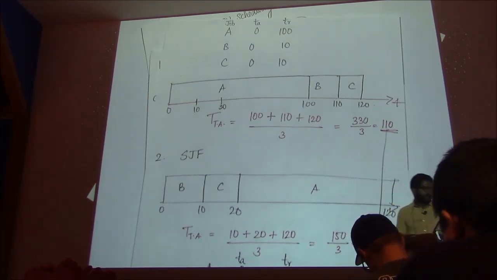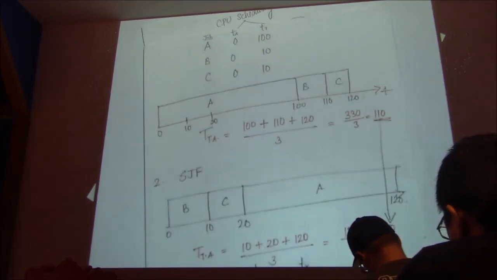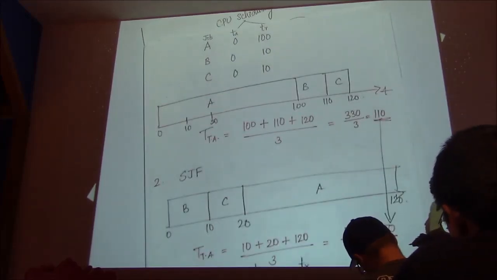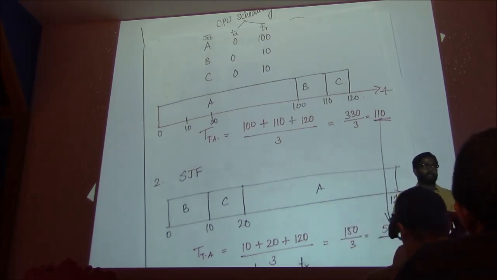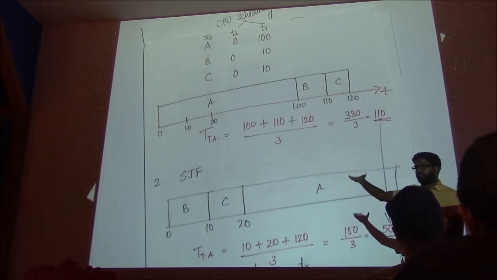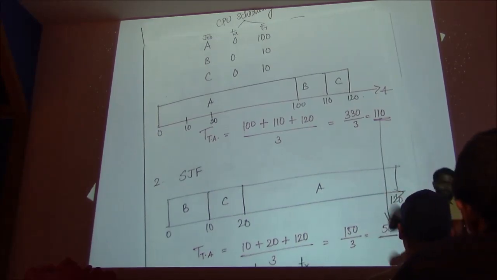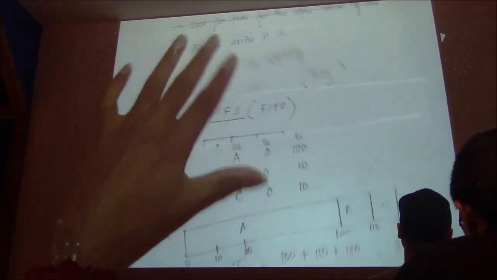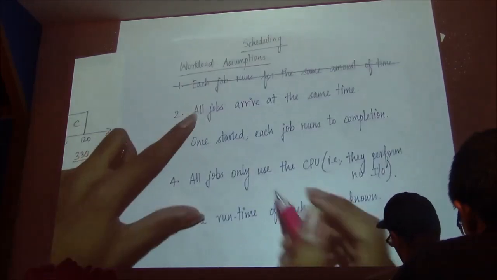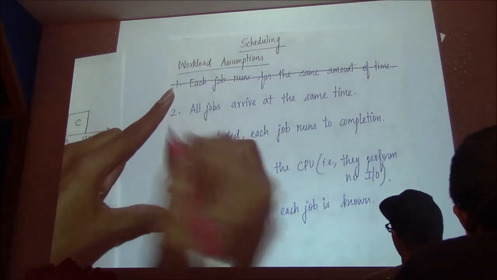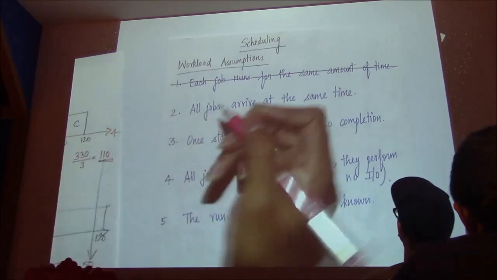So if we have a restriction that we can't preempt any job, then the best we can do is the shortest job first scheduling policy. Now we'll go back and relax the next assumption: all jobs arrive at the same time. Actually, we already relaxed this assumption.